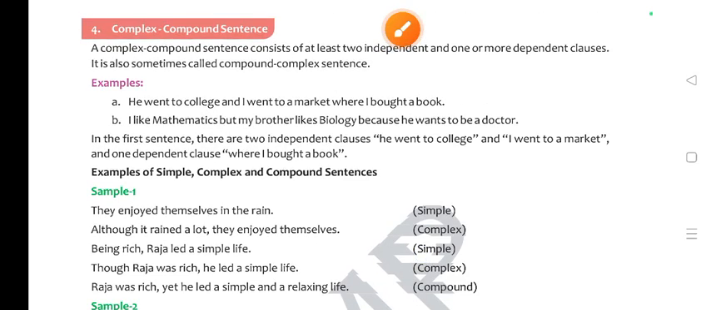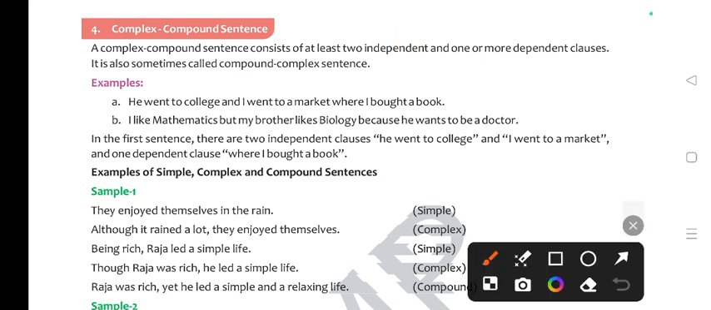Let's talk about the complex compound sentence. A complex compound sentence consists of at least two independent and one or more dependent clauses. Understood? It is a mixture of both. For example, I went to college, independent, and I went to a market, independent.